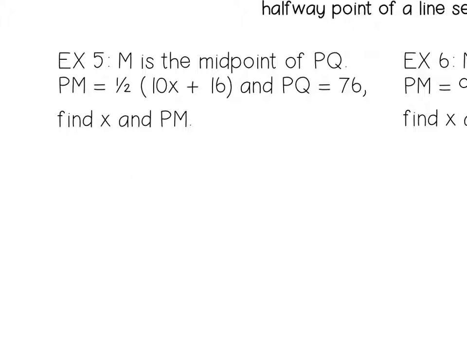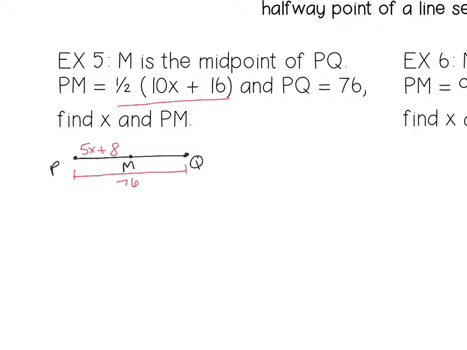It says that M is the midpoint of PQ. So I have a line segment PQ, and it says that M is the midpoint. So PM is 1/2 times 10x plus 16, which is just 5x plus 8. And PQ, so the whole segment, is 76. It wants me to find x and PM.